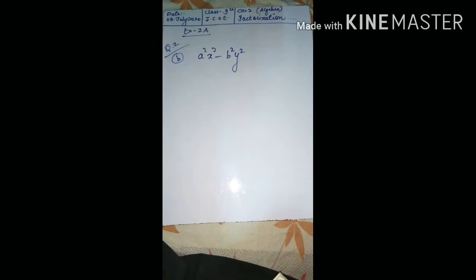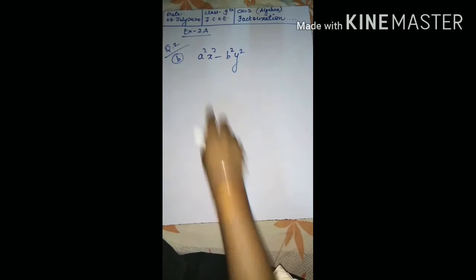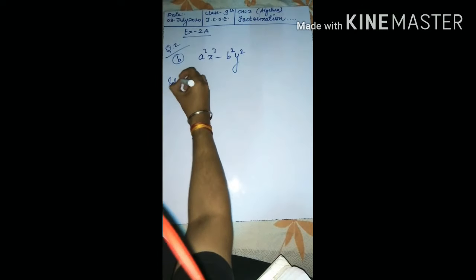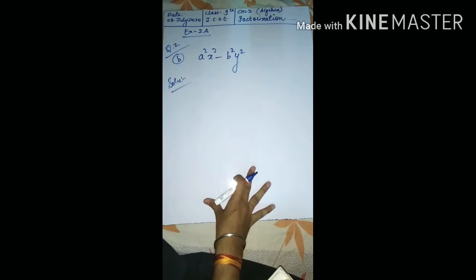This is the second question. Again the factorization of expression of the form a square minus b square. That means we have to use the a square minus b square identity in the second question. So for using that identity, we need a whole square and minus b whole square. Then only we can write that as a plus b and a minus b. Okay, so here a square x square minus b square y square. So first we need to write it properly.